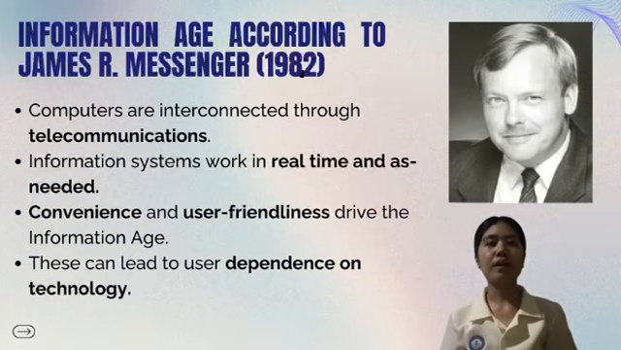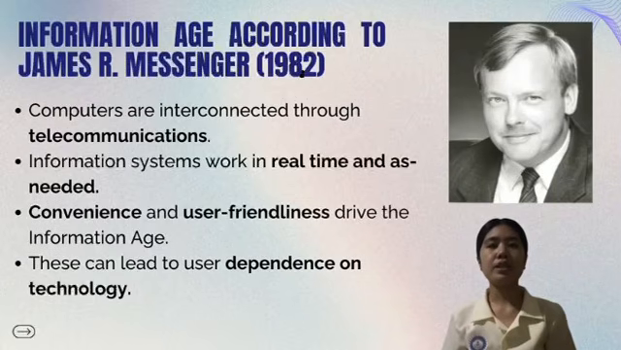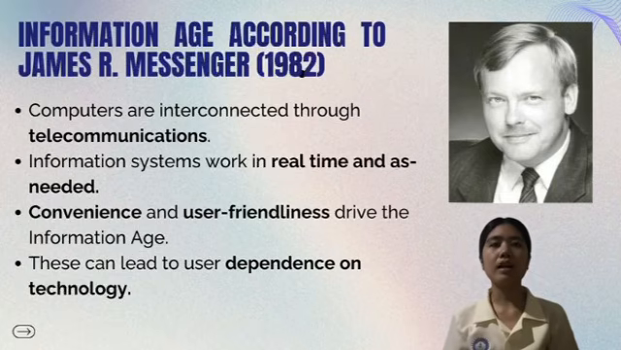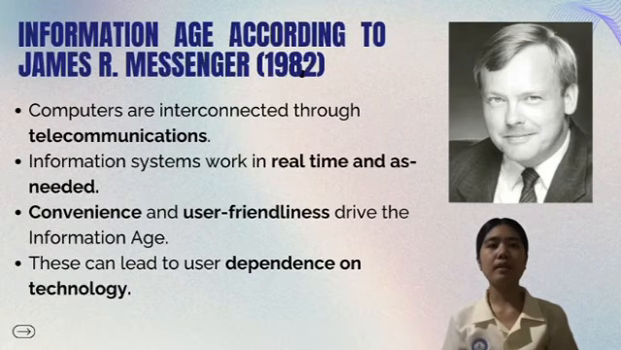According to James R. Messenger, the information age is based on the interconnection of computers through telecommunications. This means that computers and information systems are connected so they can communicate and exchange information. Messenger also explained that information systems can operate on a real-time and as-needed basis. This allows information to be accessed when it is needed.